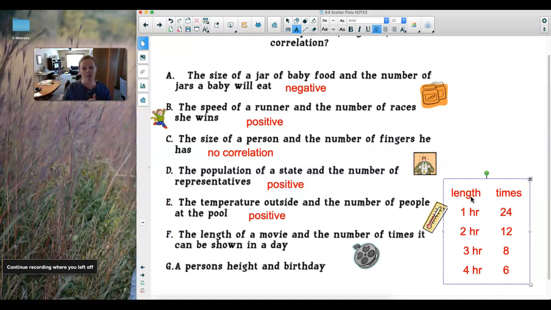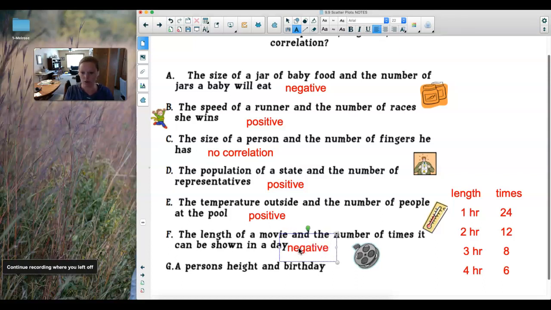Okay, so from this table, you can see that as the length of the movie goes up, what's happening to the number of times it can be shown? One is going up, the other is going down. Now my thumbs are going in opposite directions, so that means it's a negative correlation.